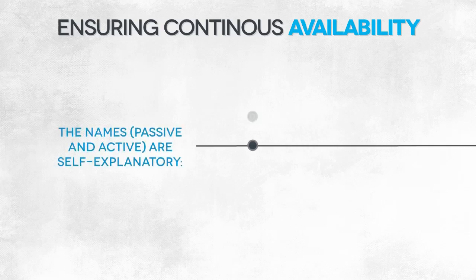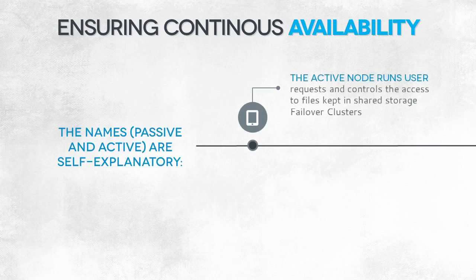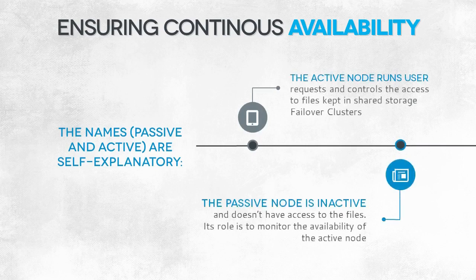So why should we implement passive nodes? The role of the passive node is to monitor the availability of the active node and the service provided by the node. If they are unavailable, the passive node activates. This requires at least two computers, the active and passive nodes, to be connected.